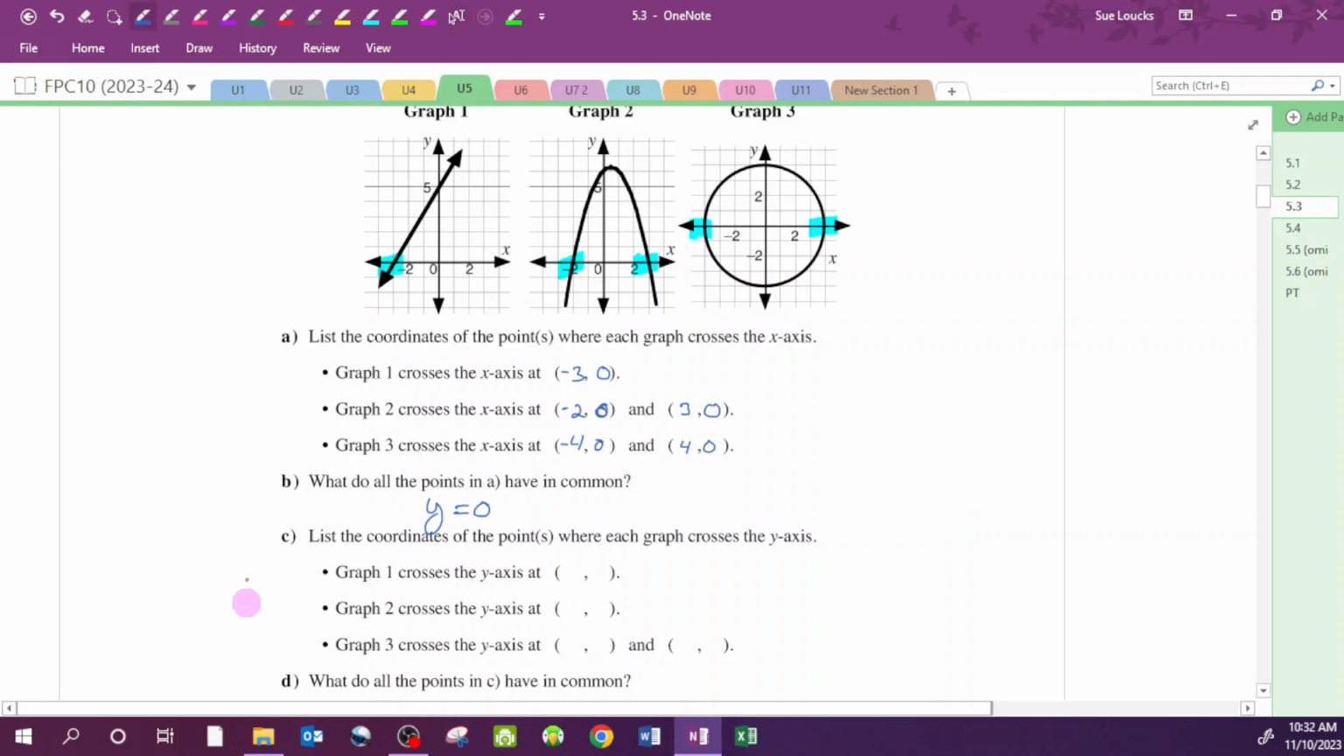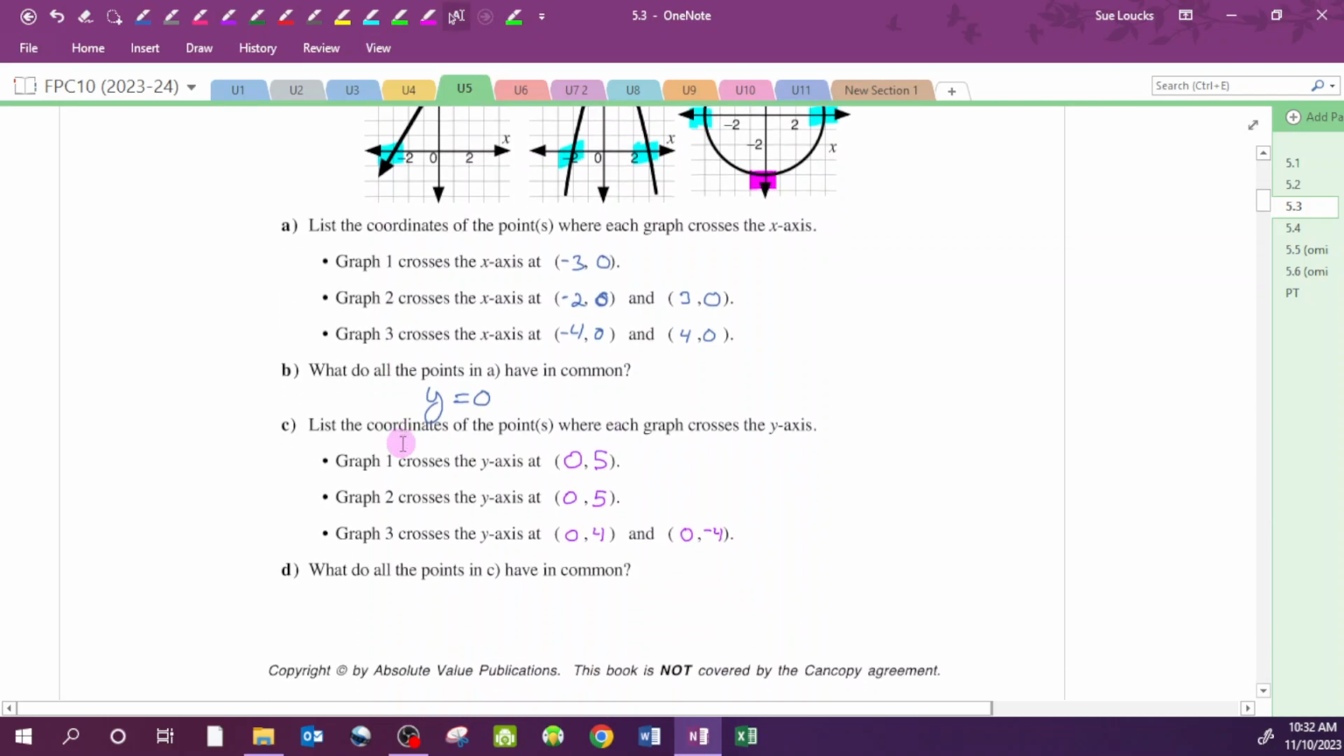Okay, so then we're going to look at the y-intercept, and I'm going to do that in pink or purple, whatever this one is. So where does it cross the y-axis? This one crosses up here. This one crosses up here. This crosses twice. Then I'll use my purple pen to do this. So graph 1 crosses the y-axis at (0, 5). Graph 2 crosses it at (0, 5). Graph 3 crosses at (0, 4) and (0, -4).